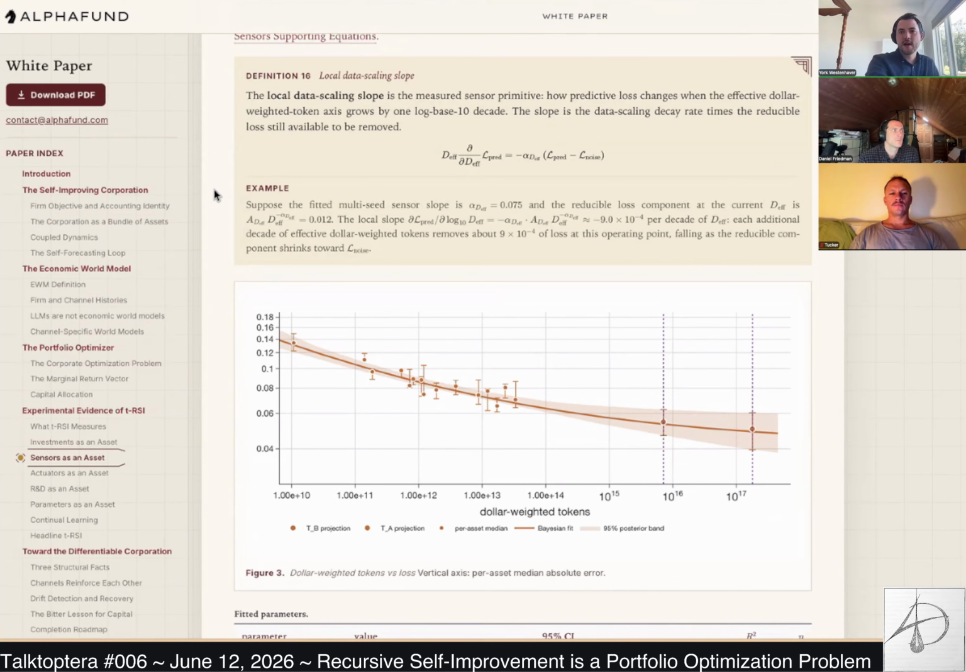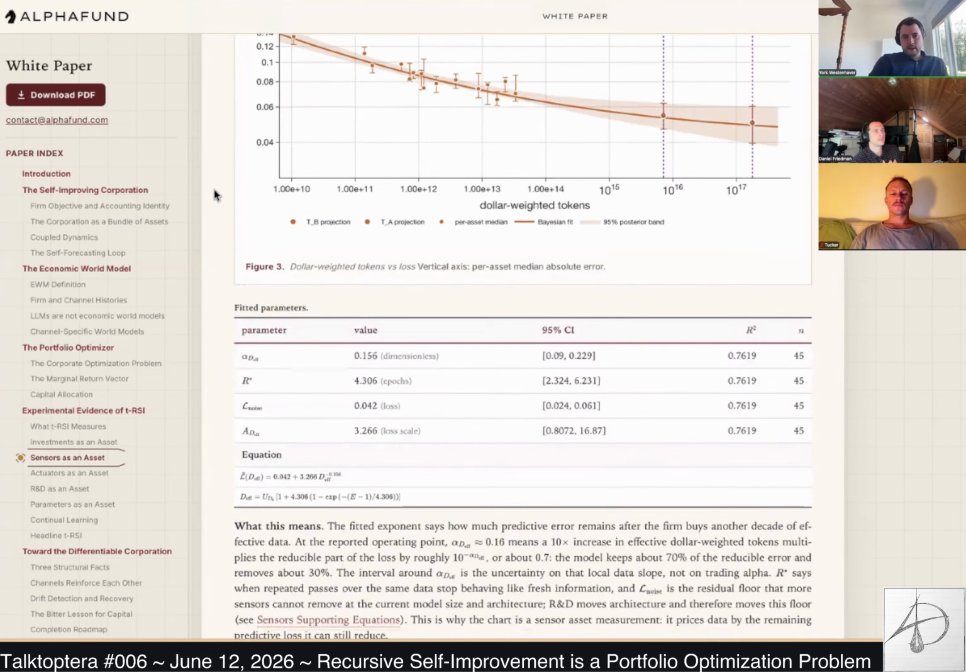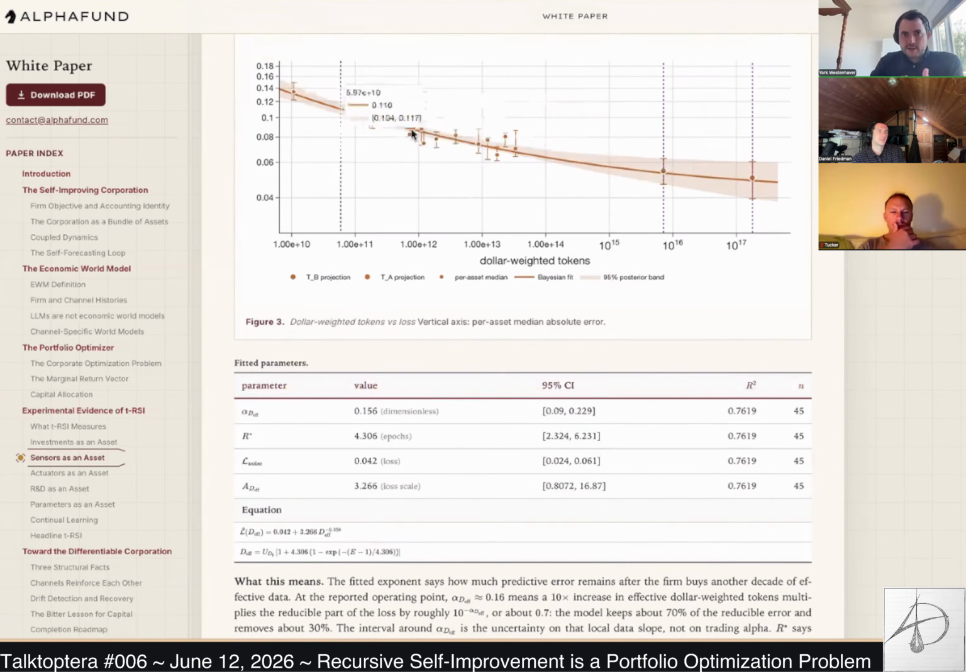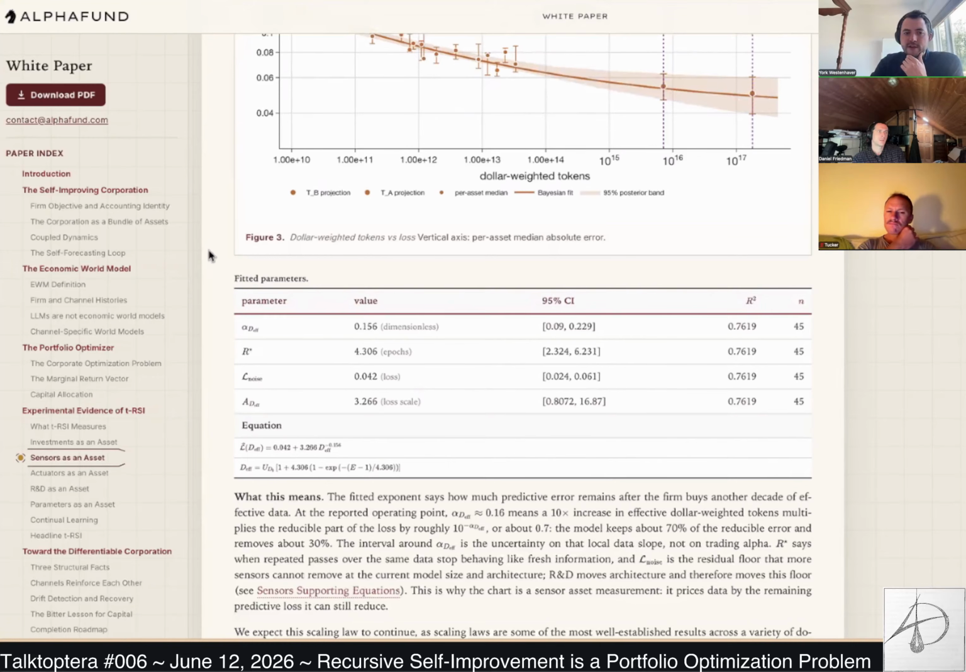So we have a direct line, and we can calculate derivatives from the equity of the corporation all the way back to a marginal change in data. Here we're already starting to see, for each gigabyte of data, how much is that worth to the company? And we have the equations for it. We can see here we have a few more orders of magnitude worth of data that we could scale, and we have the parameters fit to this.